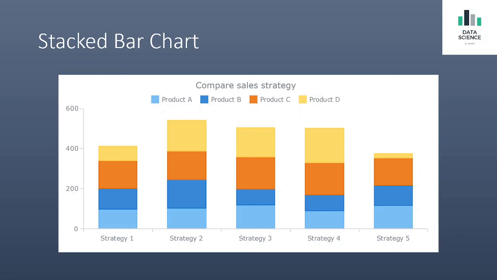So that is why stacked bar chart can be used for comparison also, like we are comparing strategy 1, 2, 3, 4, 5, which is working better, and for composition also, like what composition of products A, B, C, D we have for first strategy, then second strategy, third strategy.